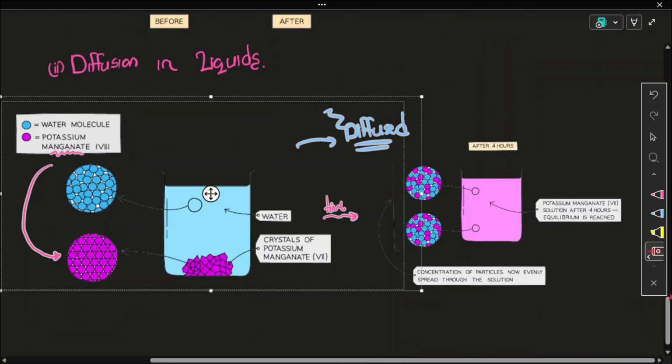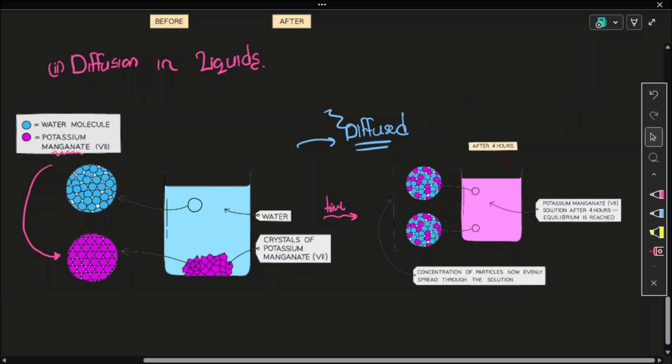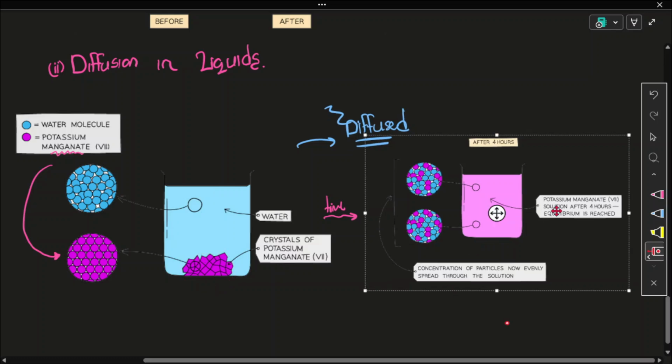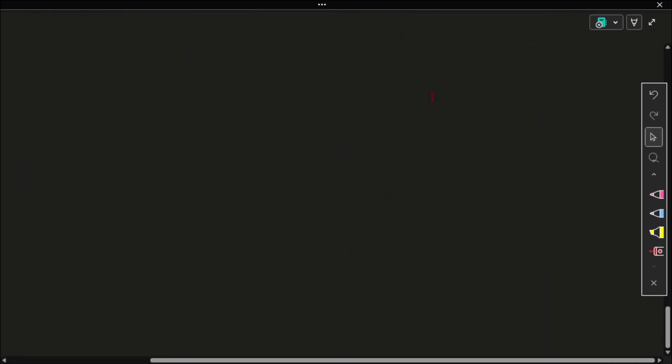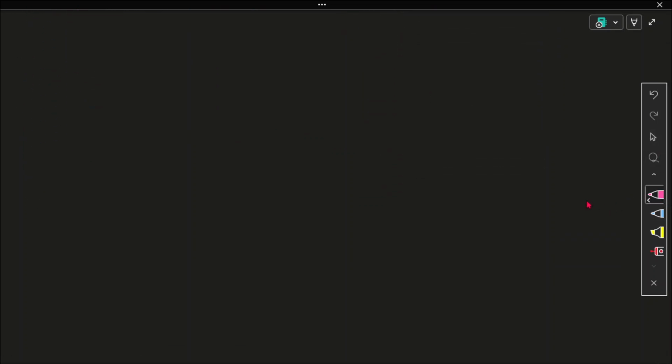Do you see? Here the potassium manganate were very, very crowded in this particular location. So then they simply decided to move throughout the entire thing. That is the concept of diffusion. Pretty straightforward, pretty simple. You'll see the type of questions that you'll be asked on this. Nothing to worry about, nothing too fancy.